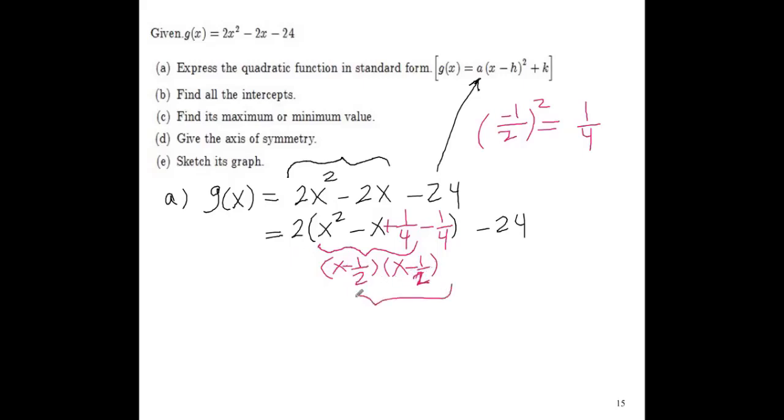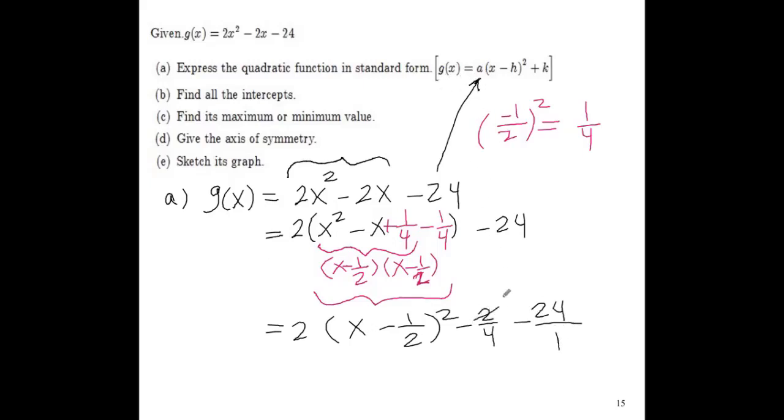I completed the square here already. This 2 belongs to each term inside the parentheses. I need to move that minus 1/4 outside the parentheses, and multiply it with this 2. Then I would get 2 times x minus 1/2 squared. Here I multiply 2 by 1/4 and move it outside the parentheses. That becomes minus 2 over 4 minus 24. I'm getting really close to this form here.